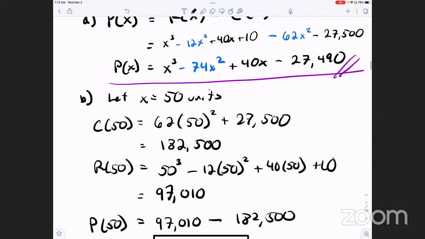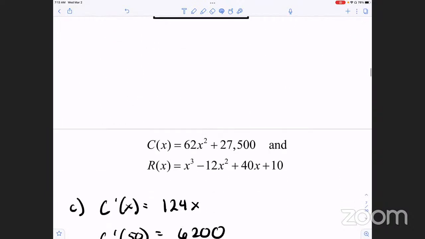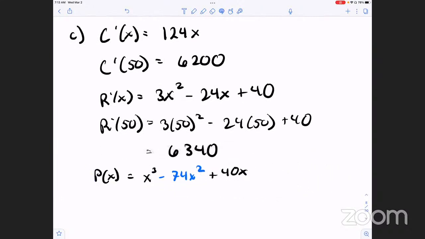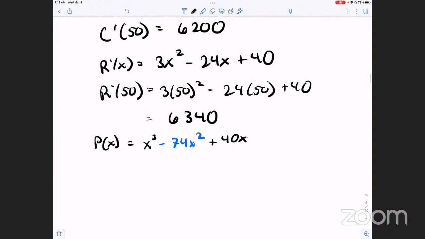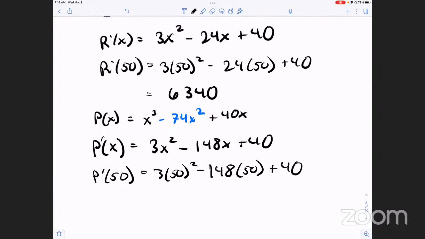The derivative of a profit function, and use that. I'm just going to take what I need. Let's copy this. So then P prime is 3x squared minus 148x plus 40. Okay, so then P prime of 50 is 3 times 50 squared minus 148 times 50 plus 40. That is 140.